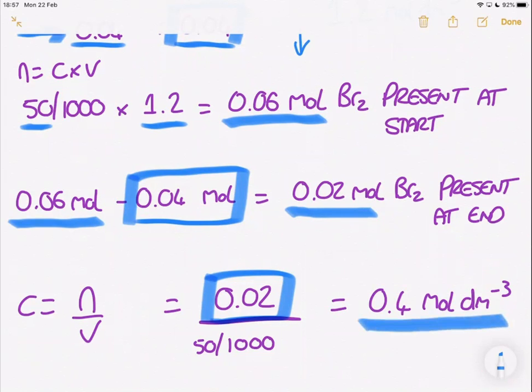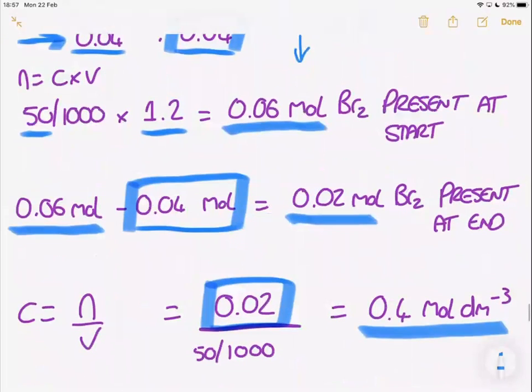So just a quick reminder about a sense check here. 0.4, that's down from 1.2. Yeah, makes sense, because it's decreased.